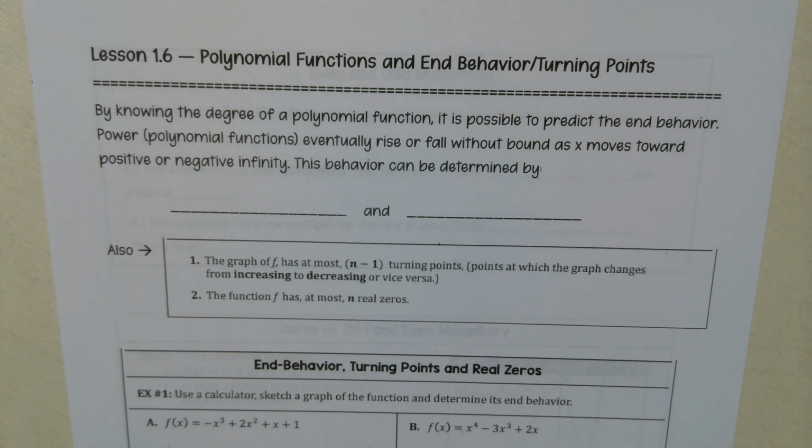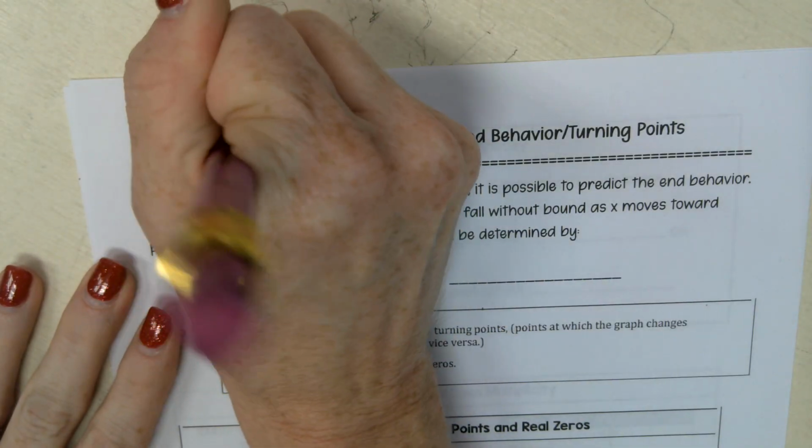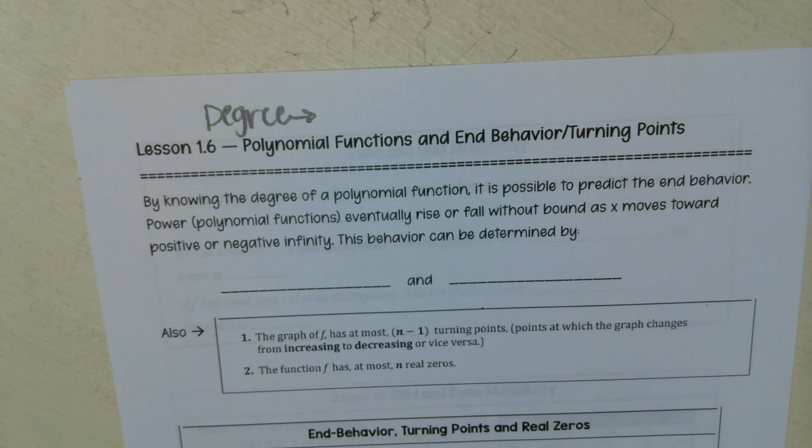All right. By knowing the degree of a polynomial function, it is possible to predict the end behavior. First of all, we're going to hit this again in a minute, but the degree of a polynomial, give me some information about that. What does a degree, how do I find it? What does it tell me? Anything like that.